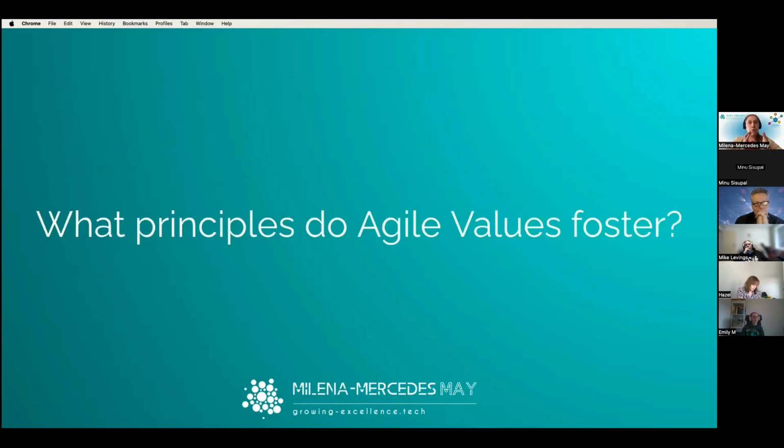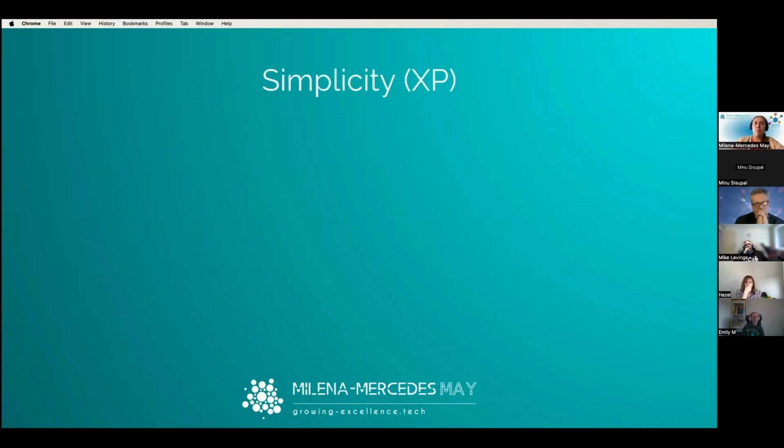And I'm going to look at what principles do these Agile values foster. So, simplicity. First of all, I'm going to read out what is stated in XP about simplicity. We will do what is needed and asked for, but no more. This will maximize the value created for the investment made to date. We will take small, simple steps to our goal and mitigate failures as they happen. We will create something that we're proud of and maintain it long-term for reasonable costs.